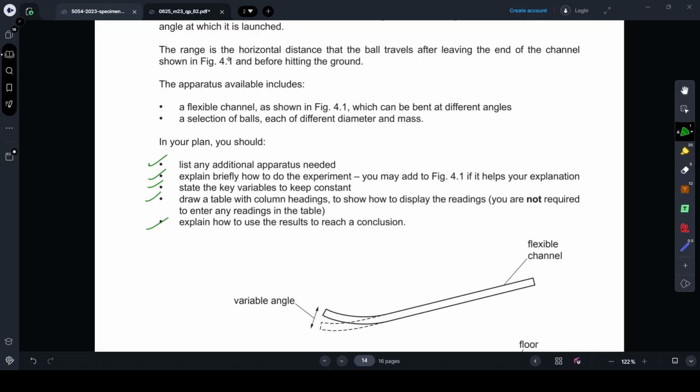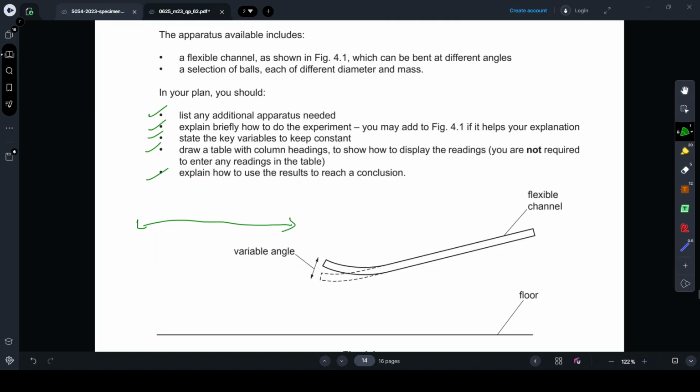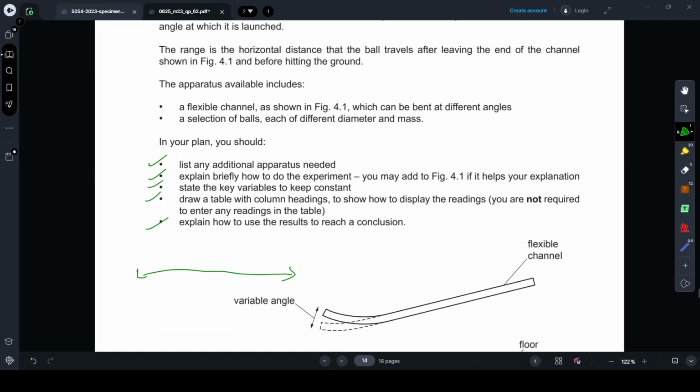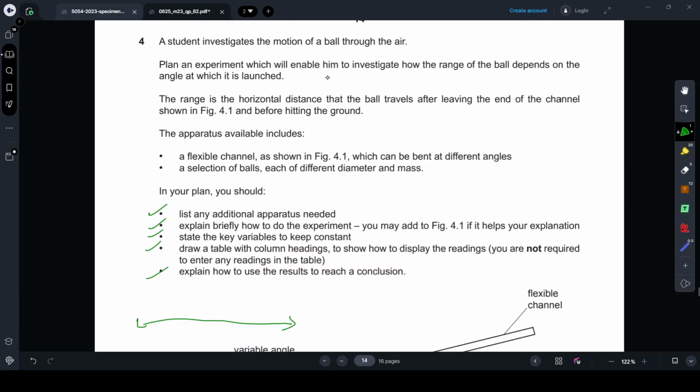So the range is the horizontal distance that the ball travels after leaving the end of the channel, right? So horizontal distance that it travels before hitting the ground. The apparatus available includes a flexible channel as shown, which can be bent to different angles. A selection of balls, each of different diameter and mass. And so the purpose is to investigate how the range of the ball depends on the angle at which it is launched.